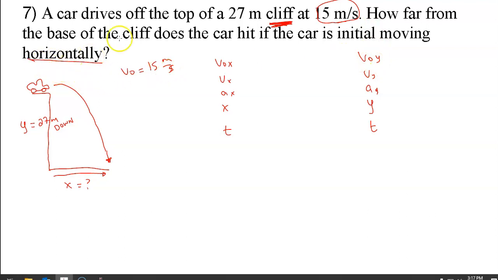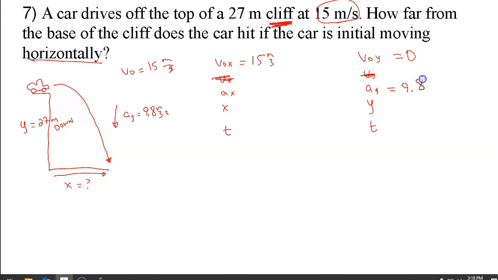Well, when they tell you it's horizontal, this is a 0, and this is all of it. So I'm going to put the 15 meters per second right there. Final velocity, they don't tell me anything about that. And honestly, I don't need that, so I'm going to mark that one out. A sub x, A sub y, that's the acceleration. The car is going to accelerate downwards because of gravity. So that's my A sub y.